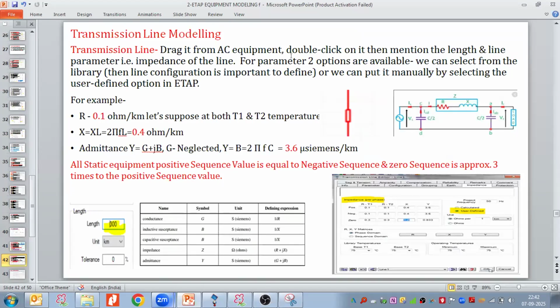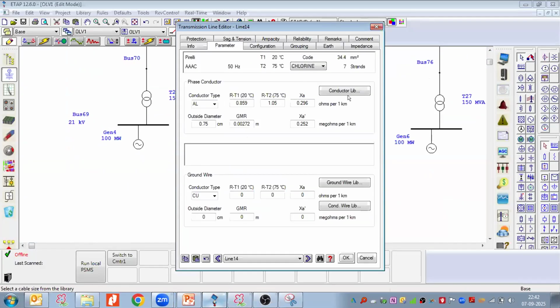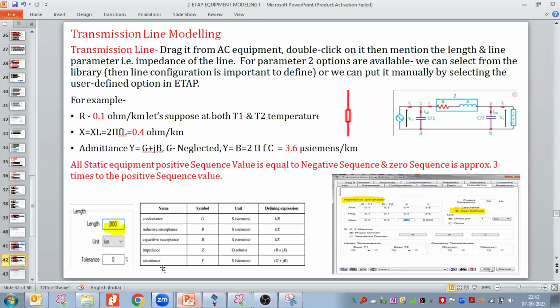So drag it from this equipment, double click on it, then mention the length and line parameters, the impedance of the line. For the parameters, two options are available. We can select from the library, as we have already seen, from the default library of the transmission line. That is one option. The second option is to select from the inbuilt library.